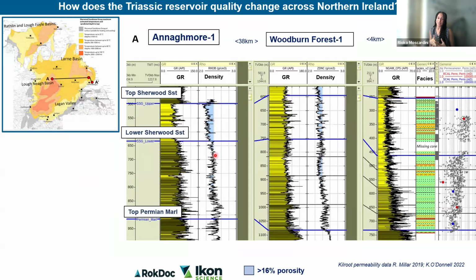Okay, so how does the Triassic reservoir quality change across Northern Ireland? This might look a bit scary, but we'll work through it together. If we start with Kilroot and this first track here, this is GR, the gamma ray. In short, the gamma ray picks up the radioactive elements within the formation, and the higher the number, the more mud-rich that formation is. So the more peaks it has towards the right, the higher the mud content, as opposed to closer to the left, which is more of a clean sandstone. The facies, I'm going to pause for a minute because we'll come back to that in a second.